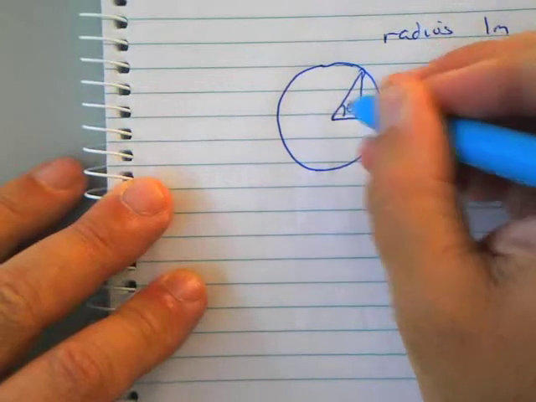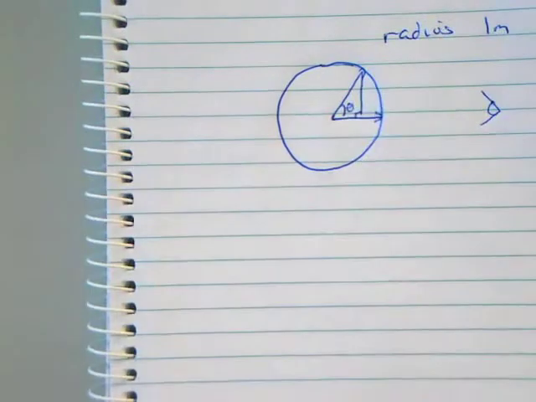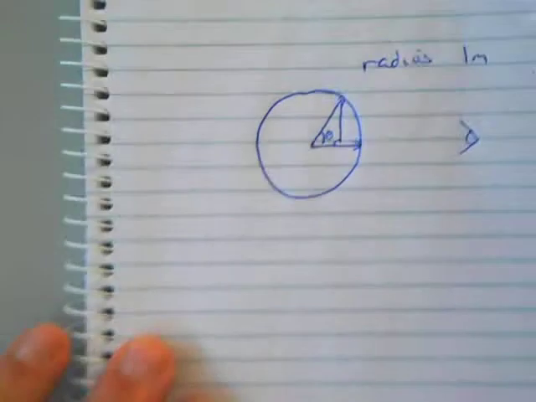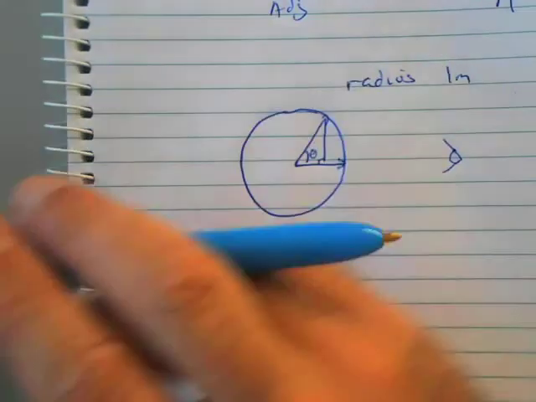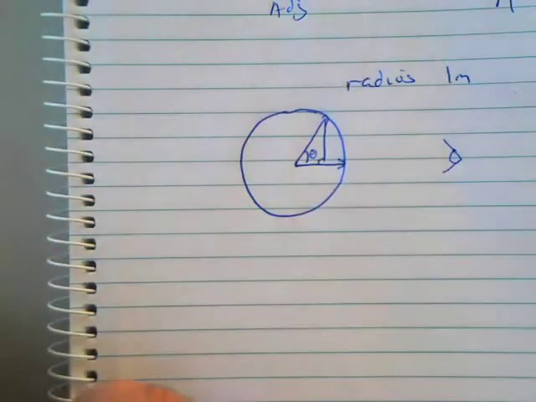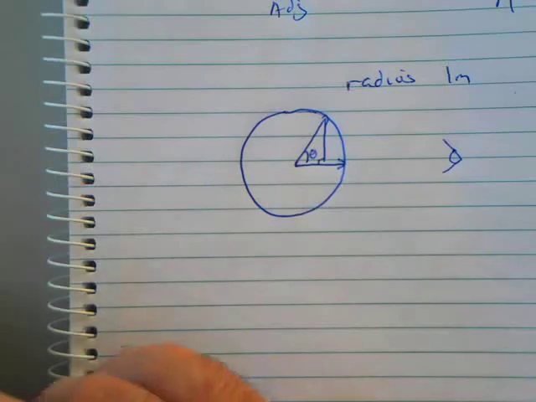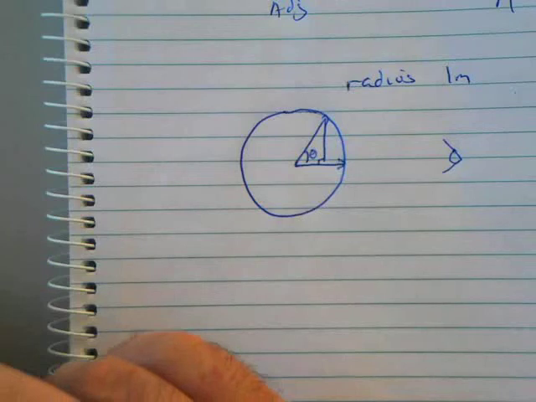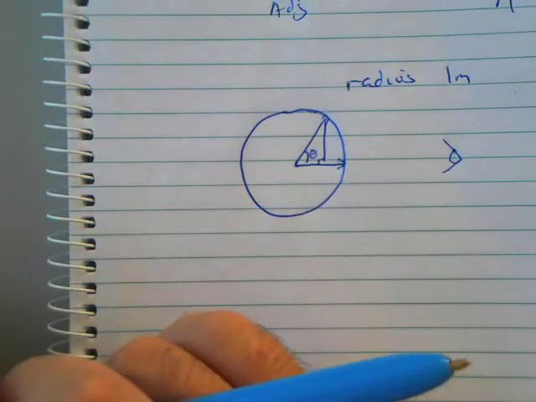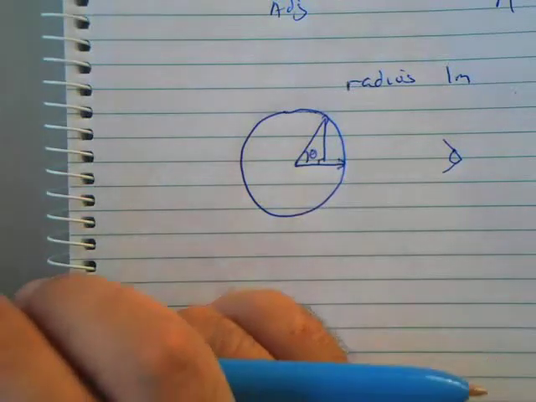So what's my hypotenuse in my little tiny triangle here? What's the hypotenuse? How long is it? Stunned silence. The hypotenuse must be 1, because I told you the radius of the circle is 1 meter.